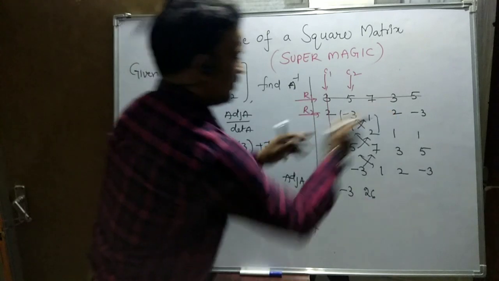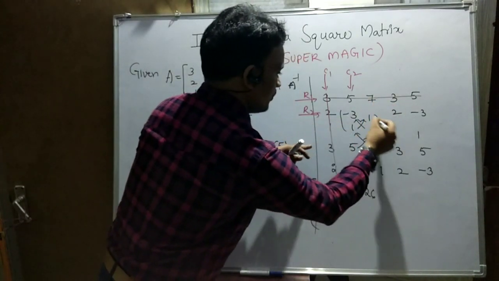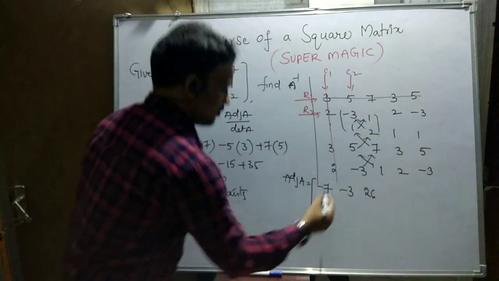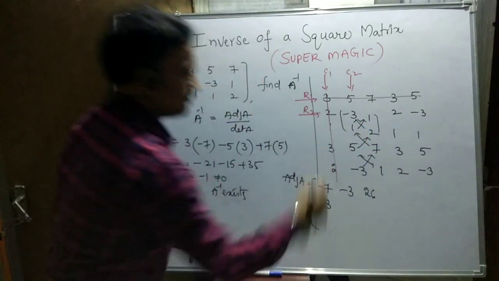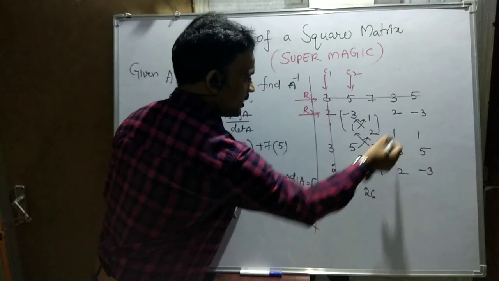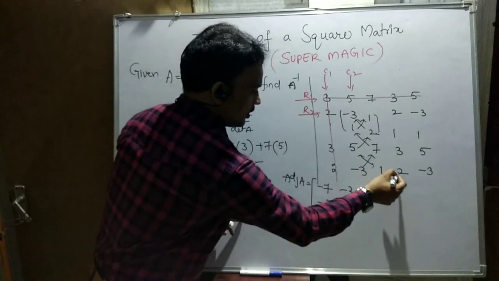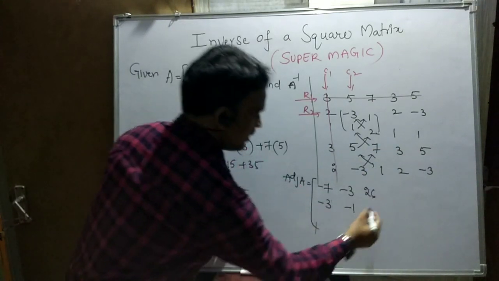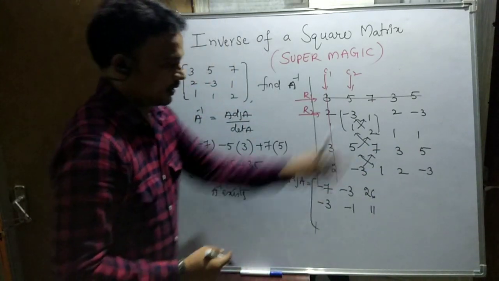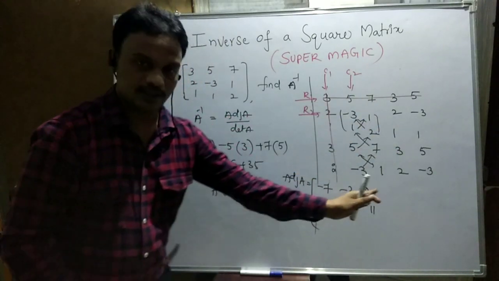Coming to the next one, for these two: 1 minus 4, minus 3. Then for these two, this is 3 2, so 6 minus 7, which is minus 1. Then 2 7, so 14 minus 3 is 11. Taking the cross multiplication of the elements column wise, the elements are written row wise.